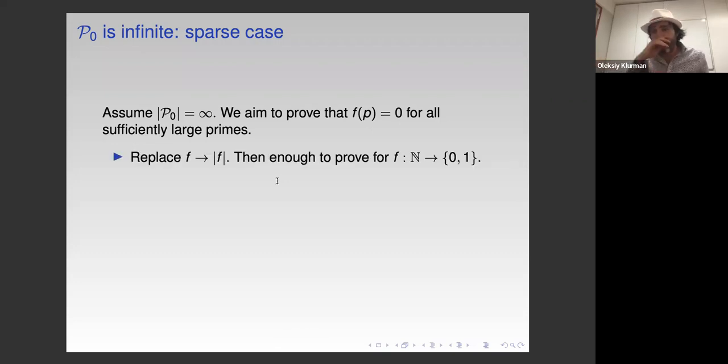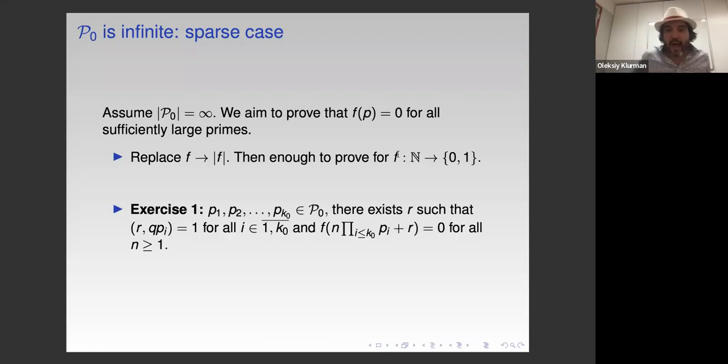Well, if I want to prove that f is eventually 0, I might as well replace f with the absolute value of f, and then prove that my range of the function would be just 0 or 1. Because if f was automatic, the absolute value of f just changes the output function. It's also automatic. So it's enough to prove my statement for functions that vanish at infinitely many primes and take values 0 and 1.